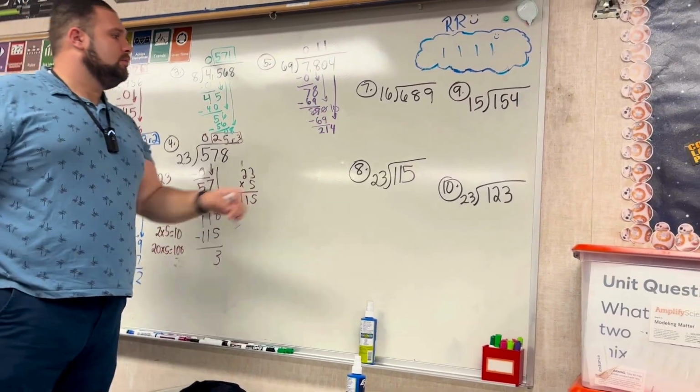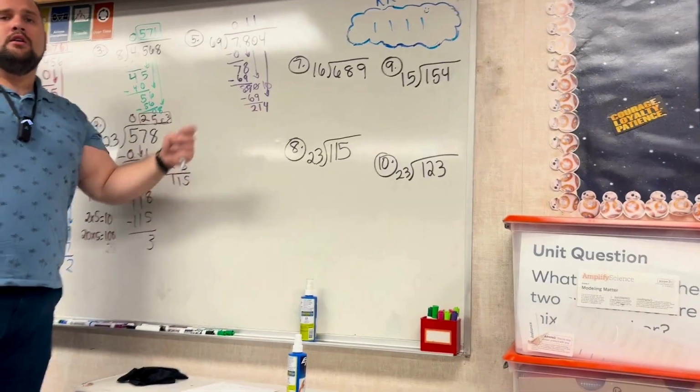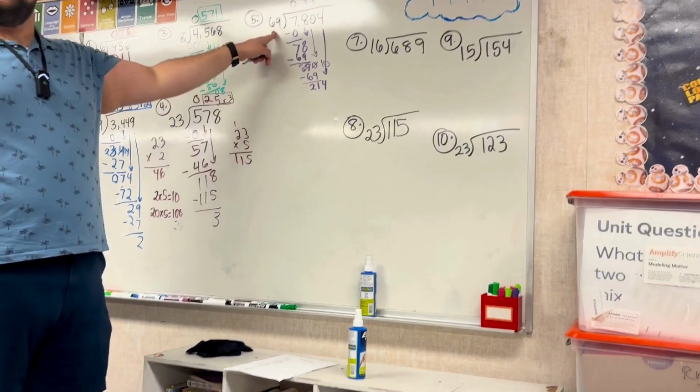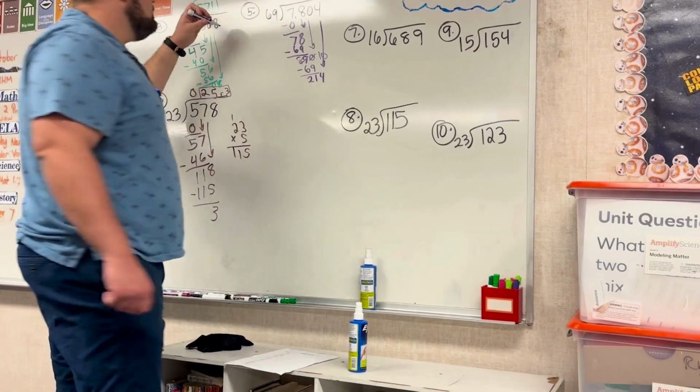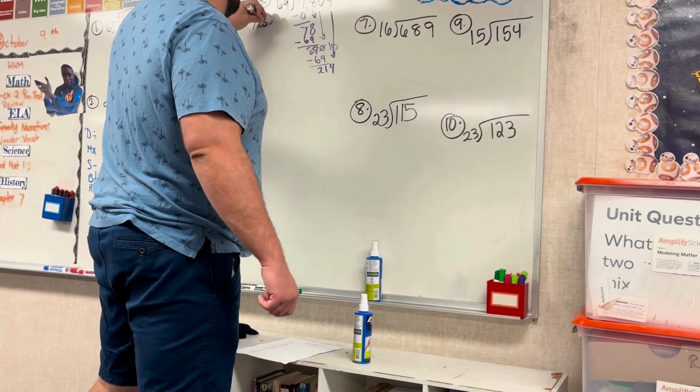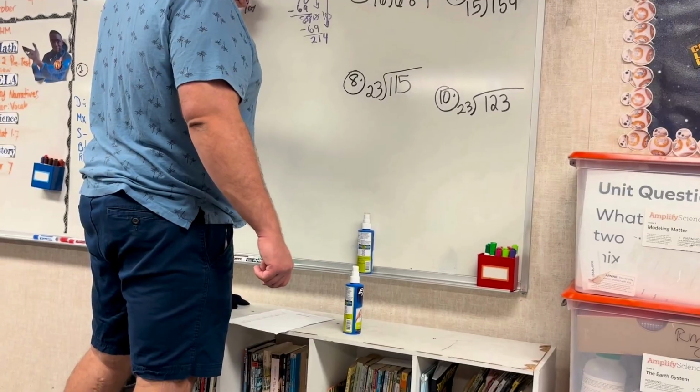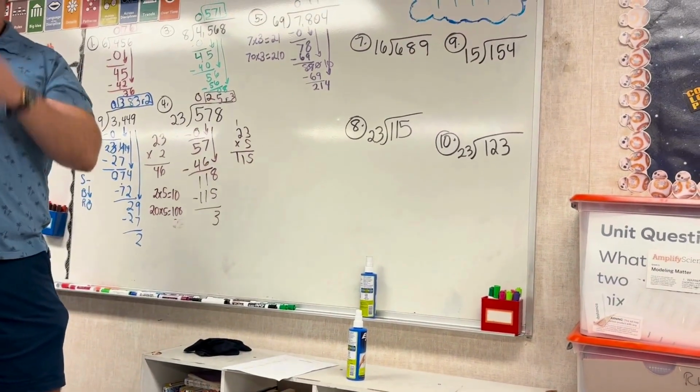And now we have a number that's more than 1. So looking at 69, I know it's close to 70. I know my 7s. I know 7 times 3 is 21. So 70 times 3 is 210. So I'm going to try 69 times 3 and see if I get close to that number.